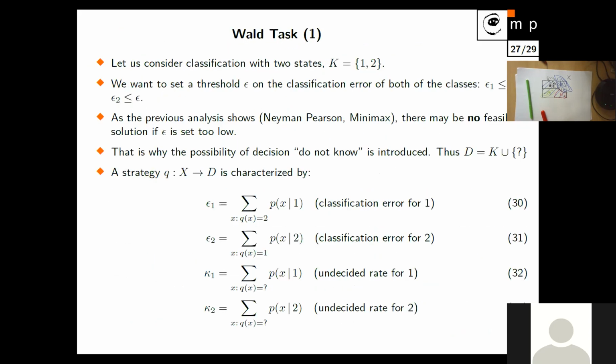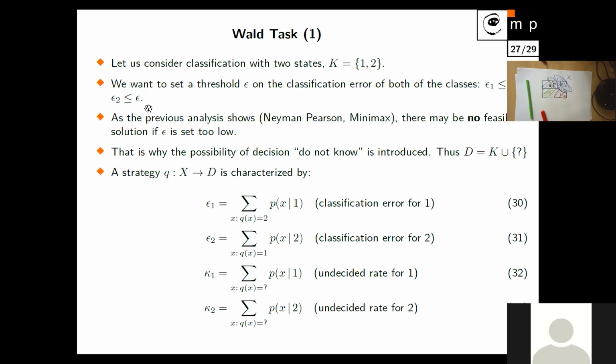The final thing I will talk about today is Wald's task, and it's a different generalization of the Neyman-Pearson task. In the Neyman-Pearson task, some students suggest that we would like to set the threshold on classification of both classes. We would like to have an error on the first class and an error on the second class below epsilon.